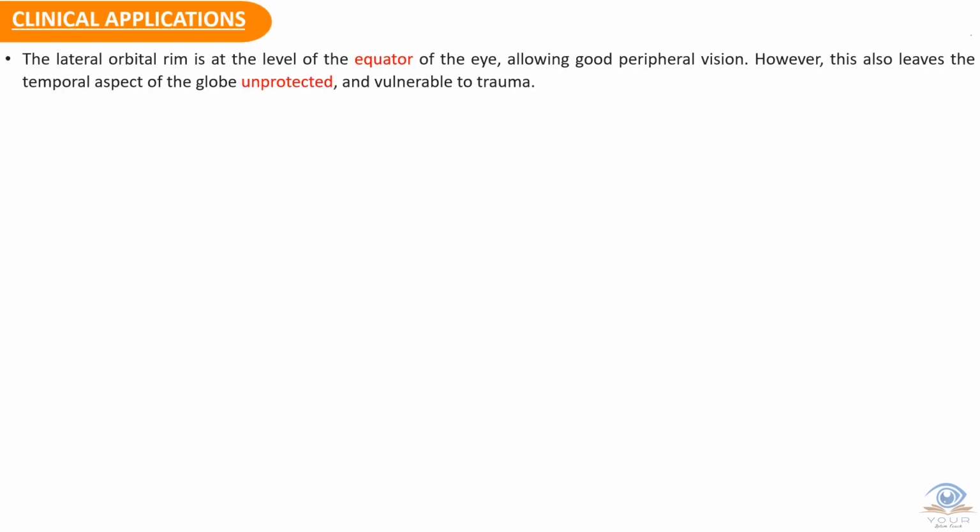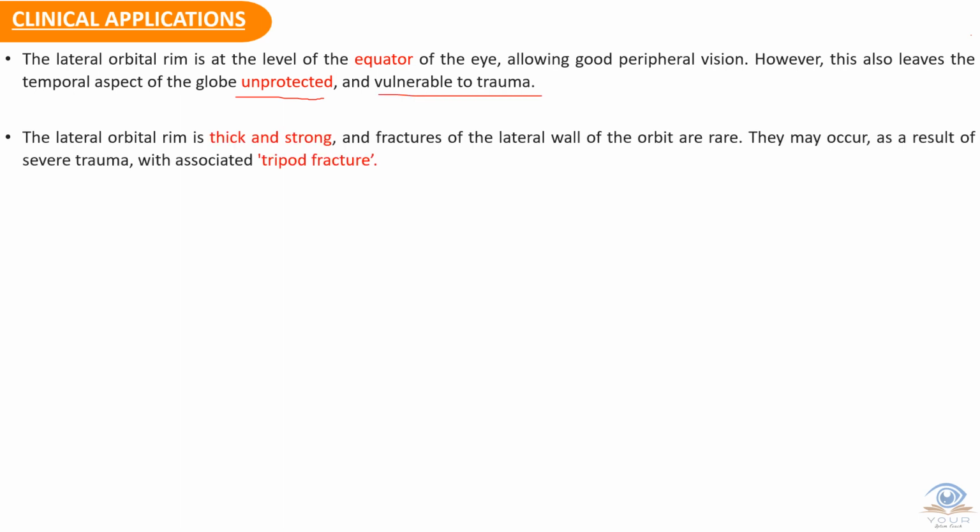Coming to the clinical applications of the lateral wall, the lateral orbital rim is at the level of the equator of the eye, allowing good peripheral vision. However, this also leaves the temporal aspect of the globe unprotected and vulnerable to trauma. The lateral orbital rim is thick and strong. Fractures of the lateral wall of the orbit are rare, although they may occur as a result of severe trauma, and can be associated with the tripod fracture.